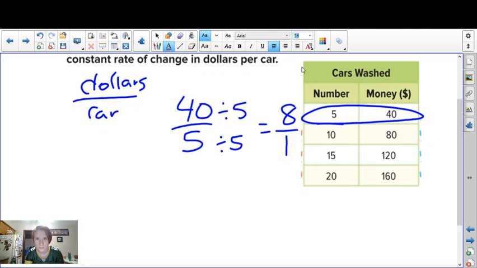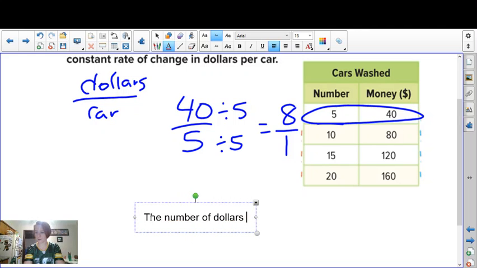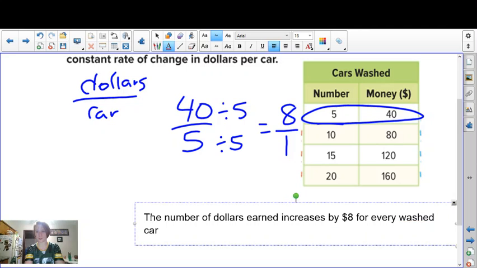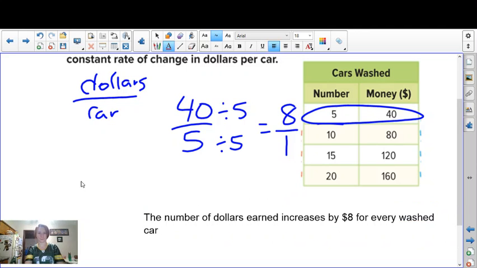So my constant rate of change would be the number of dollars earned increases by $8 for every washed car. Not too bad. Remember, miles per hour consistently going up.